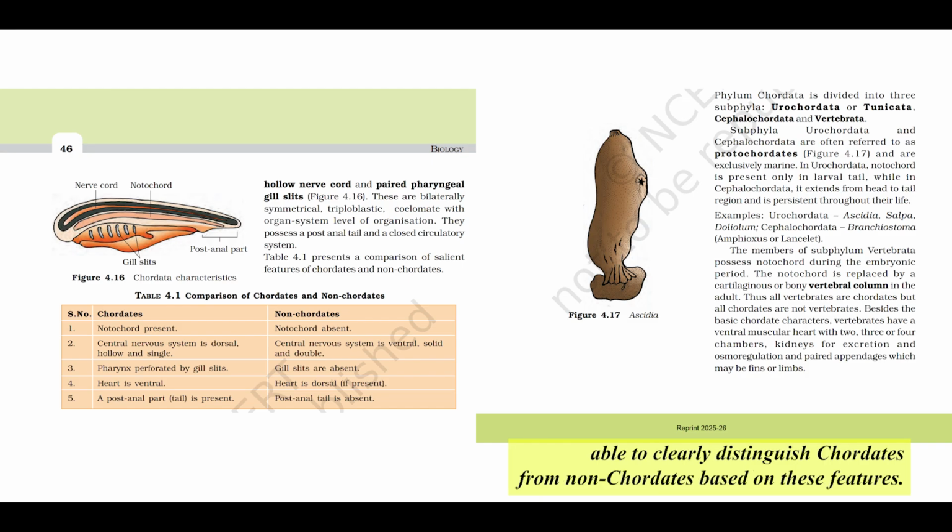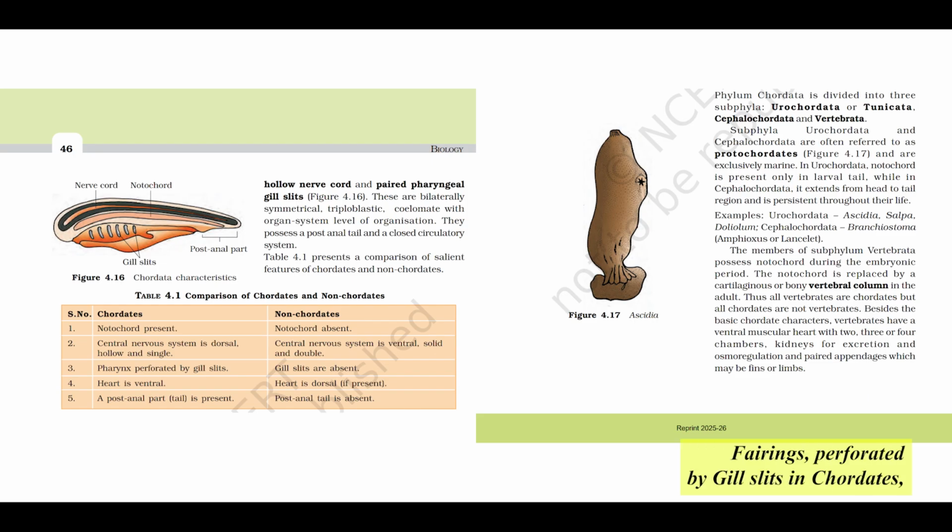Now, it's crucial to be able to clearly distinguish chordates from non-chordates based on these features. Let's recap the key differences, often presented in tables in your textbooks. Notochord: present in chordates, absent in non-chordates. Central nervous system, CNS: dorsal, hollow, and single in chordates; typically ventral, solid, and often double in non-chordates if a nerve cord is present. Pharynx: perforated by gill slits in chordates. Gill slits are absent in non-chordates. Heart: ventral, located on the front belly side in chordates. Dorsal, on the back side, if present in non-chordates. Post-anal tail: present in chordates, at least embryonically, absent in non-chordates. Those comparisons are vital for objective questions.